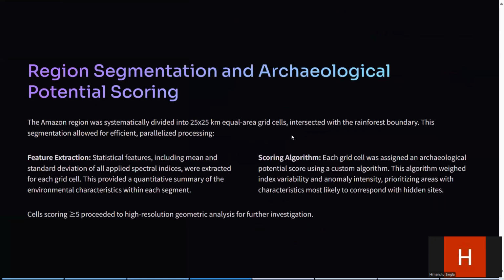One thing I will talk about is how I have used these images. I have divided the Amazon region into 25 by 25-kilometer regions that intersect with the rainforest boundary. A uniform grid system divides the rainforest into manageable spatial units. It enables scalable parallel processing and spatial comparisons, making it easier to aggregate, analyze, and visualize data cell by cell.